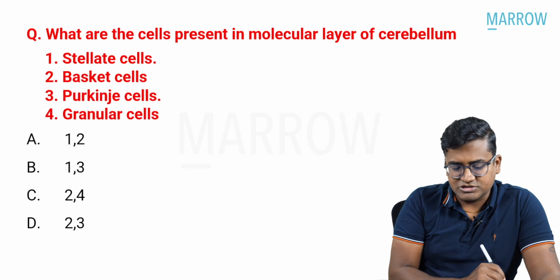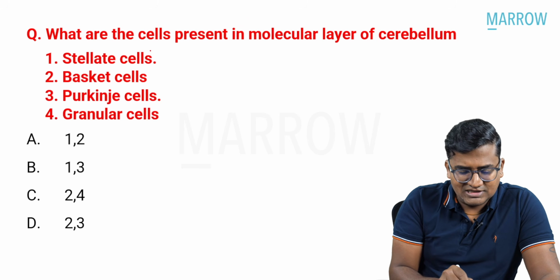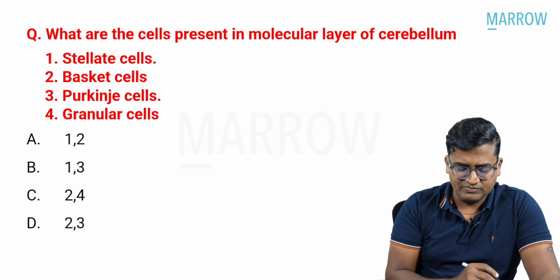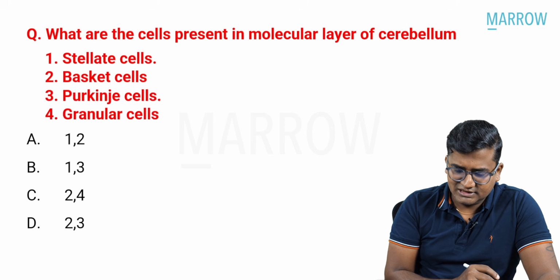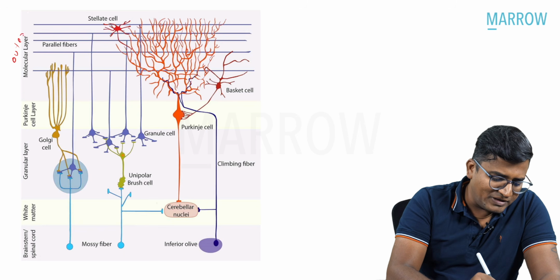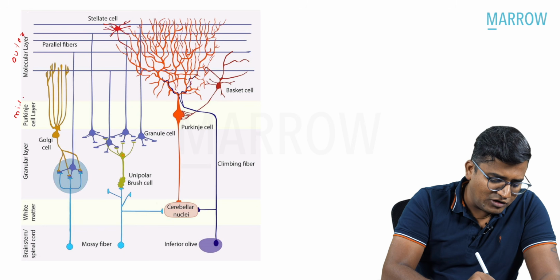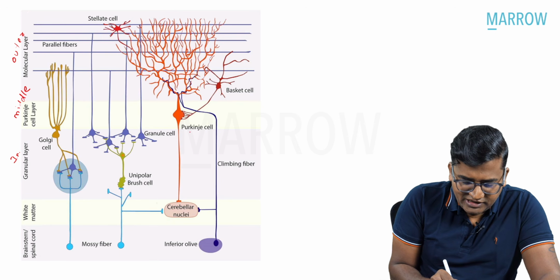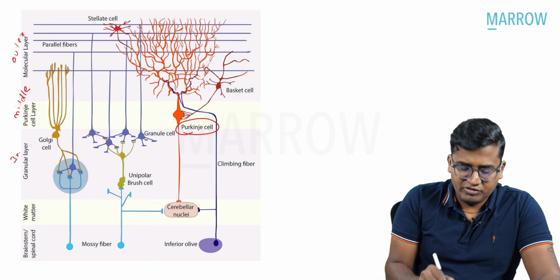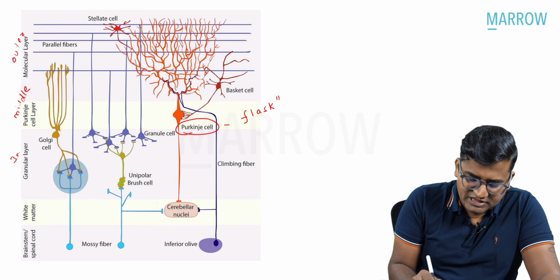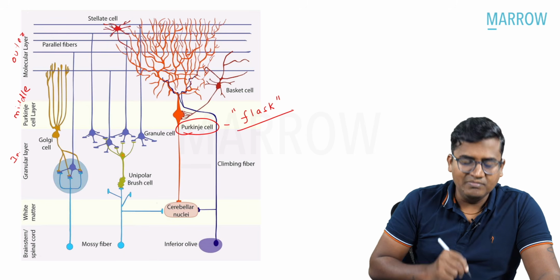Again, we got one question from the cerebellum. The question is, what are all the cells present in the molecular layer of the cerebellum? Very easy and direct question. We have three layers in the cerebellum: the outer molecular layer, the middle Purkinje layer, and the inner granular layer. In the middle Purkinje layer, we have Purkinje cells. We know the shape of the Purkinje cell: it is a flask-shaped cell in the cerebellum.